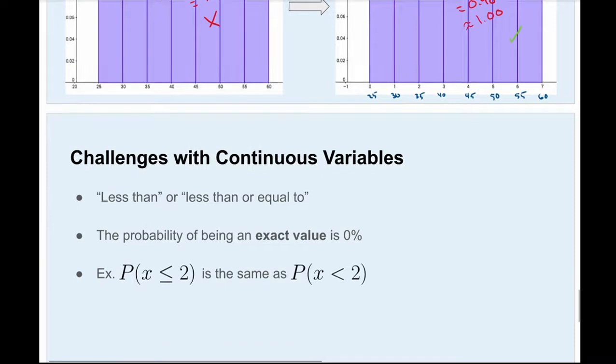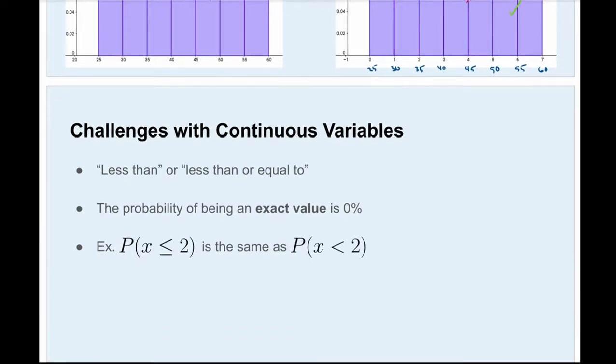Some other challenges, dealing with less than or equal to. So when we're dealing with these terms, you might think about, okay, well, what's the difference? Right? We do know that when we're dealing with discrete values, there is a difference of what we have to actually calculate. However, because when we've looked at in a previous example, that when you're trying to find the probability of an exact value, the probability of it being an exact value is 0%.